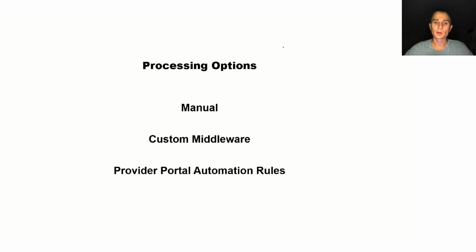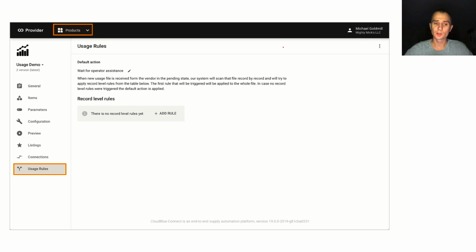Let me make a note that there are different processing options in the portal. You can do it manually. You can create custom middleware to do it through your APIs. We also provide automation rules for usage. So without any custom built software, you can go to the product on the provider side and define automated acceptance or automated rejection rules. I will not be getting into too much detail about those rules right now, but please beware that those rules exist, and it might be the simplest way for you to create simple automation without the need to create any code or work with automation tools like Zapier and others.